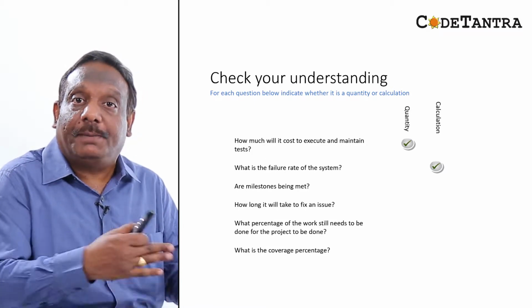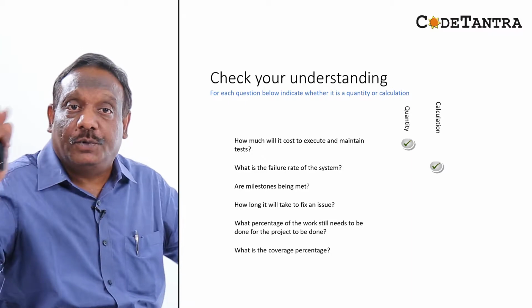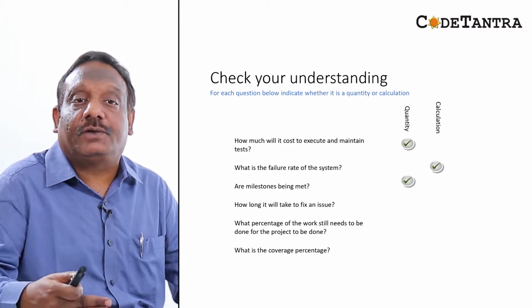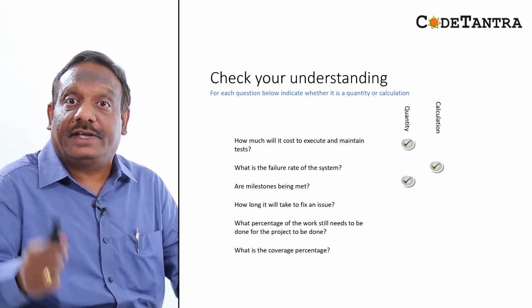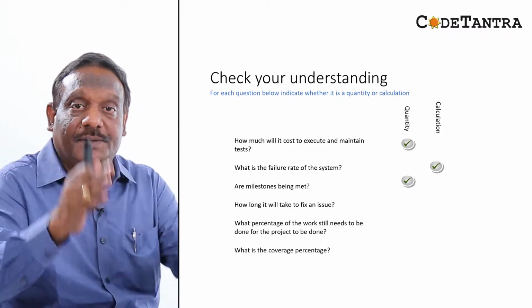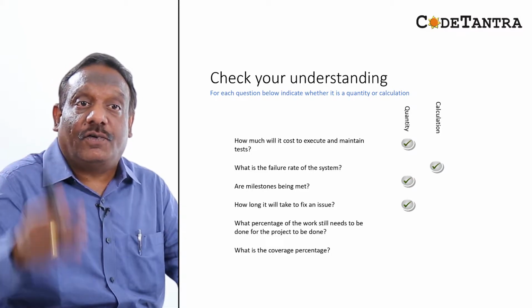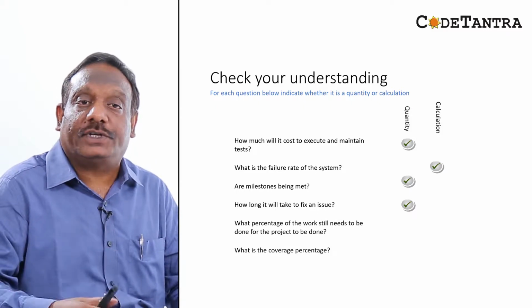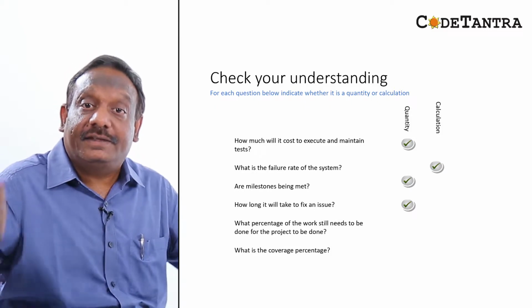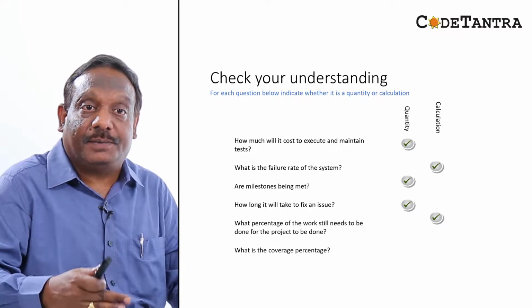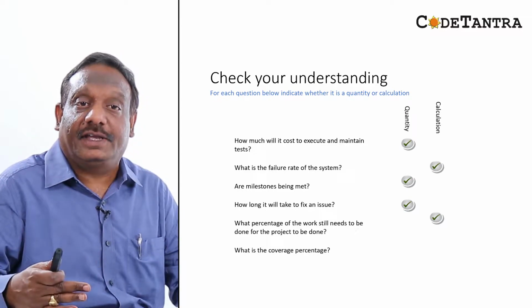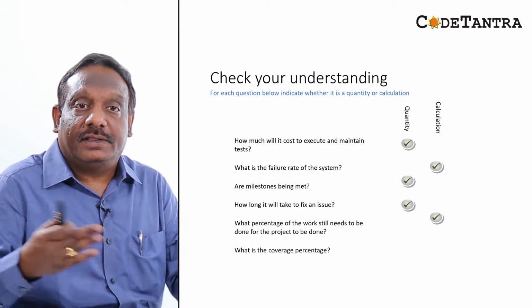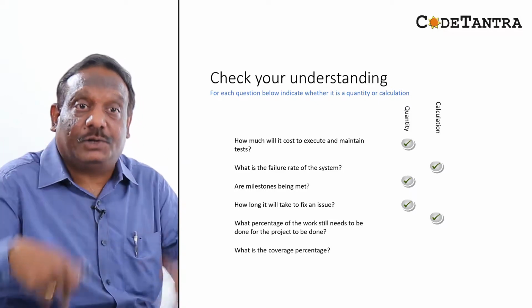Are milestones being met? It can be yes or no, it's a pure quantity. So it's a quantity based metric. How long will it take to fix an issue? How many hours? So it's again not a big calculation there, it's a simple quantity. Then the fourth one is, what percentage of the work still needs to be done for the project to be completed? So again it is calculation based, because what percentage you are asking in this, so you have to use a ratio of the work that has been completed and work that still needs to be completed.